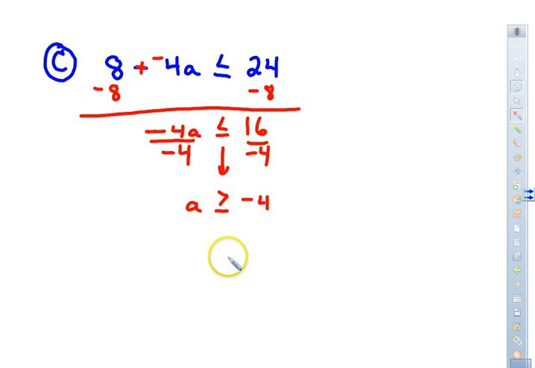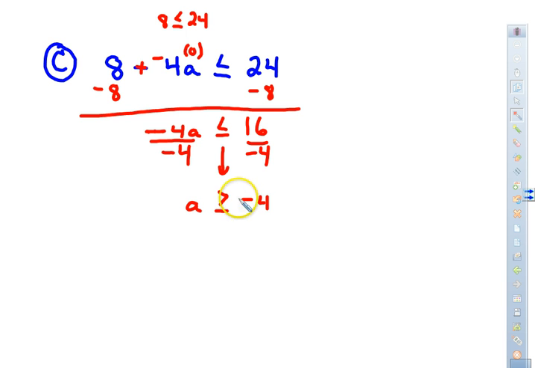And once again, if you want to plug it in, it says a is greater than or equal to negative 4. So pick easy numbers, something that's greater than negative 4. So let's try 0. If you plug 0 in here, 0 times any number is 0. So negative 4 or subtracting 4 times 0 is 0. So we're going to simply get 8 is less than or equal to 24, and that is true.